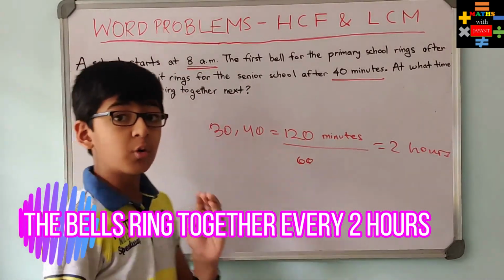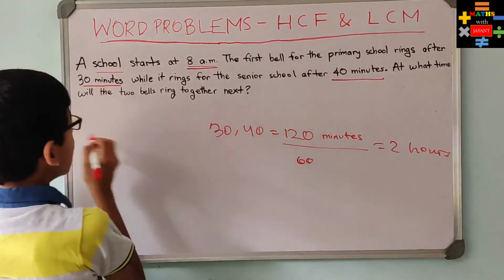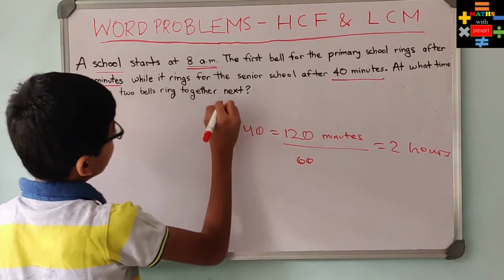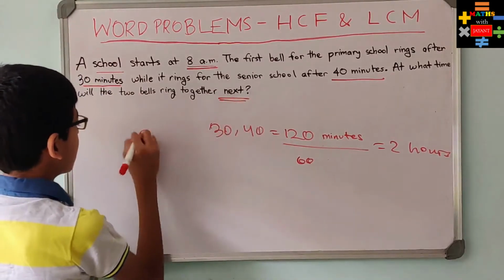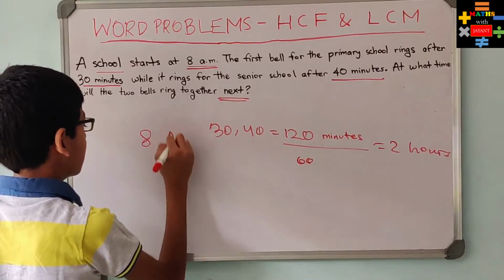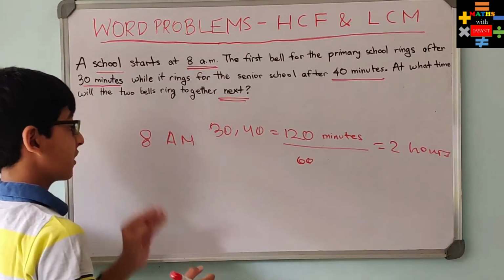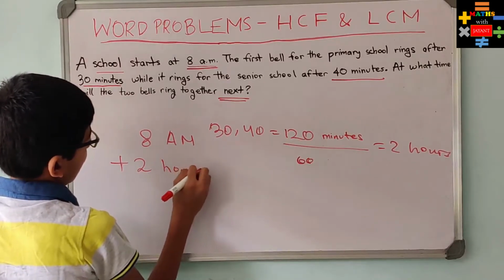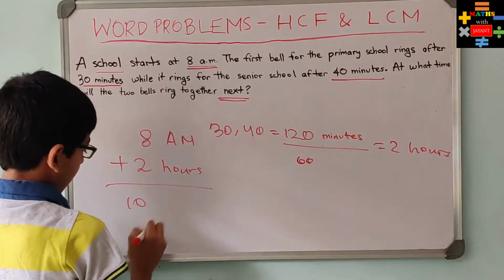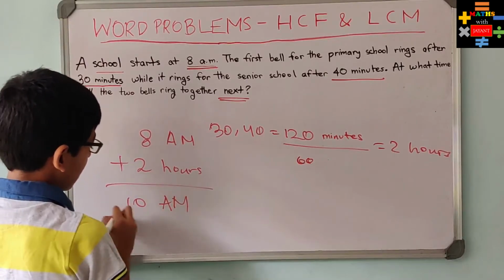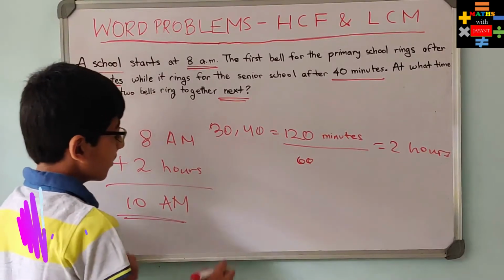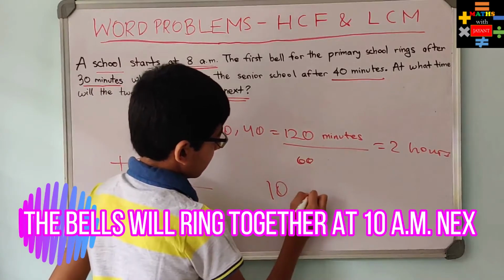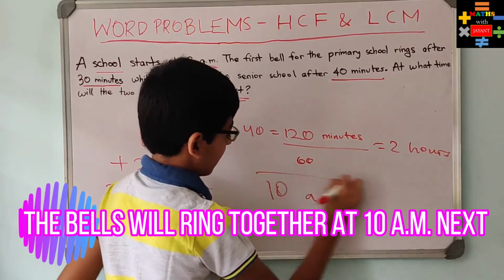But our question is not over here. We need to see at what time will the two bells ring together next. So at 8 a.m. they both rang together. So when will they ring next? In this we are going to add 2 hours. And 8 plus 2 is 10. So the answer is going to be 10 a.m. So they are going to ring together at 10 a.m. next.